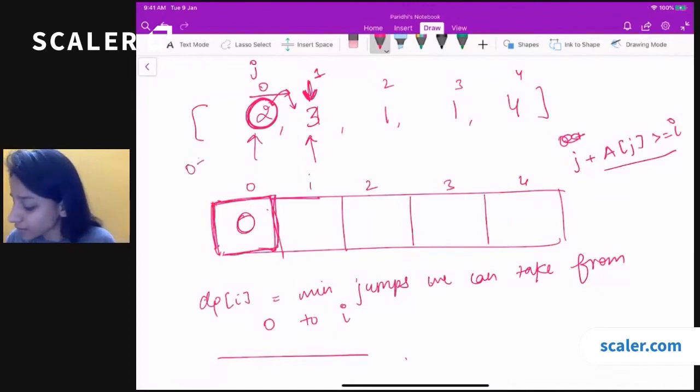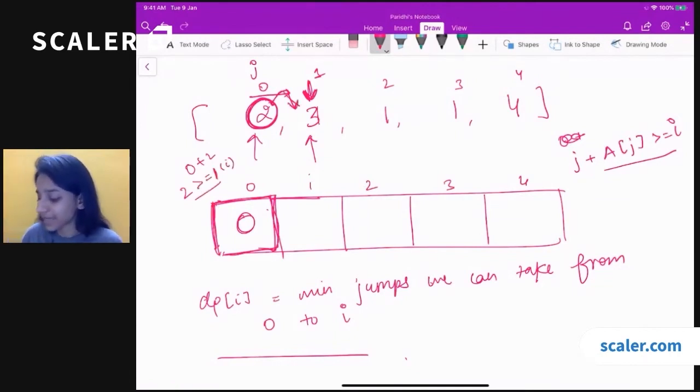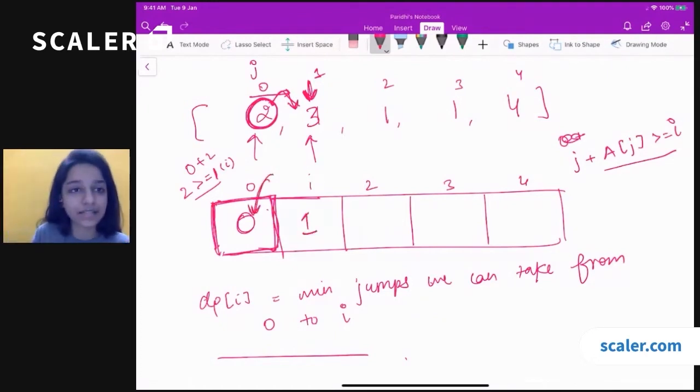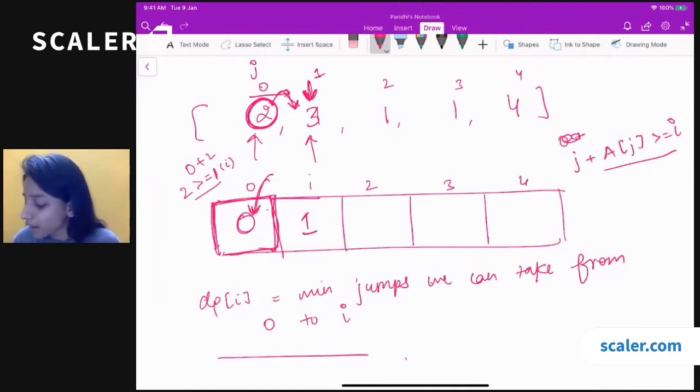So this is 0 plus 2, that is 2. It's greater than or equal to 1. Here 1 is i. So we can move from this element to this element, and we will get the jumps we need to reach this position plus 1. Does that make sense?